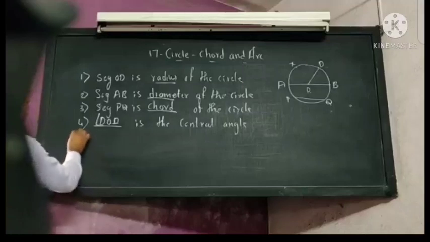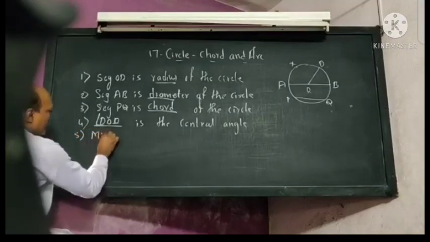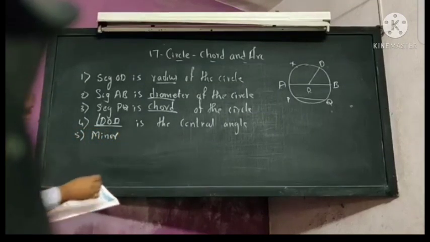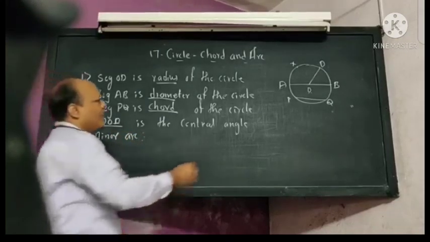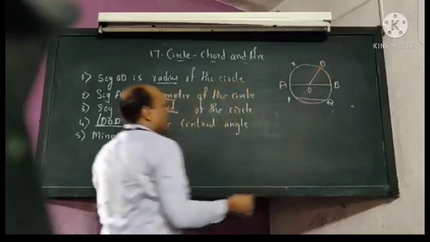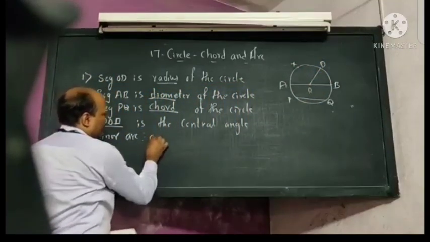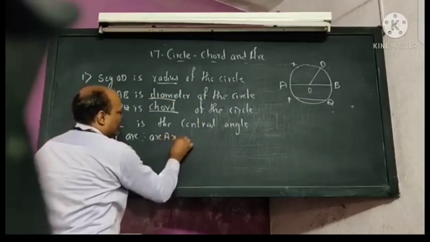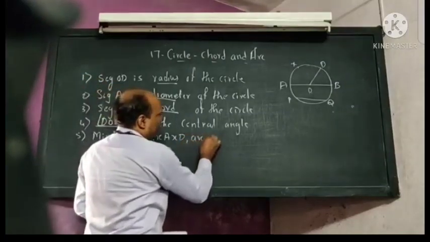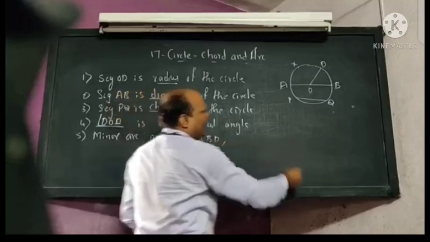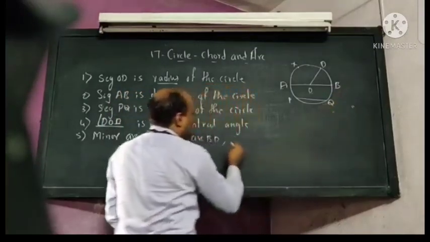Now the next one is minor arc. Minor means less than 180, and that arc is called a minor arc. Some examples are given to you. Arc AD is your minor arc. The next is also given as arc BD, and the remaining we have to write. So what will be the next arc?